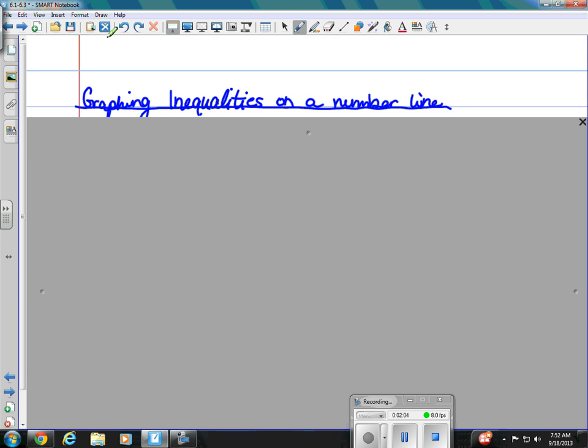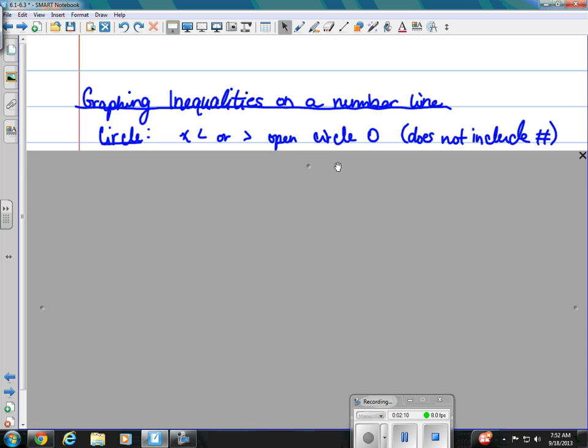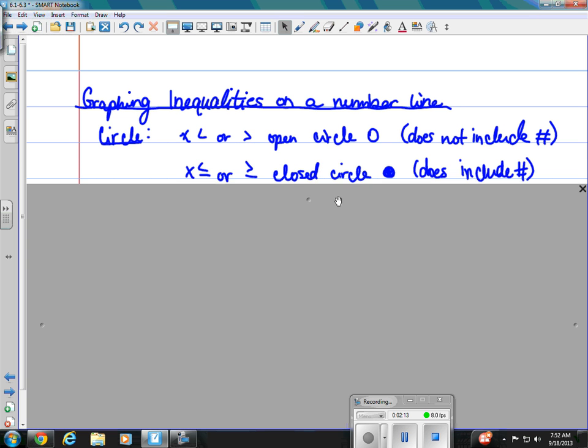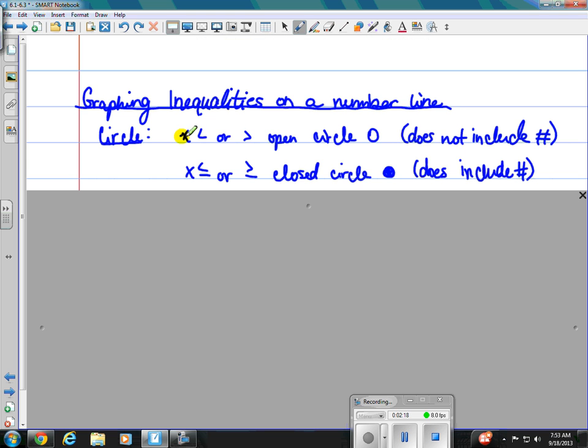Now before we can begin solving, we have to look at graphing inequalities on a number line. When we graph inequalities on a number line, the first thing we have to ask ourselves is what type of circle do we need? For when x is less than or greater than, you notice it does not have a line under it. So when x is just less than or greater than, we use an open circle. An open circle is just a circle not filled in. That's because it does not include that number. It's not equal to it, so whenever we graph or solve, we can't include that number that it's less than or greater than.